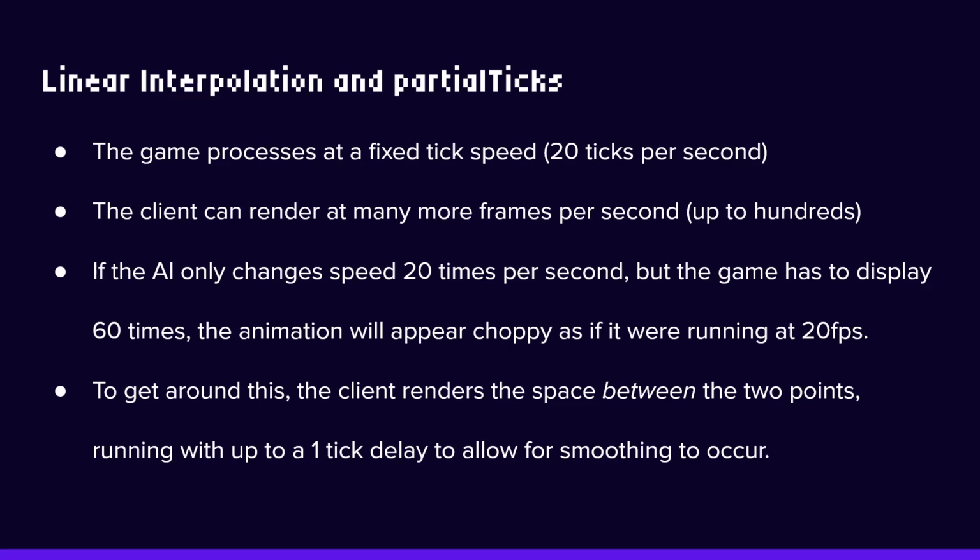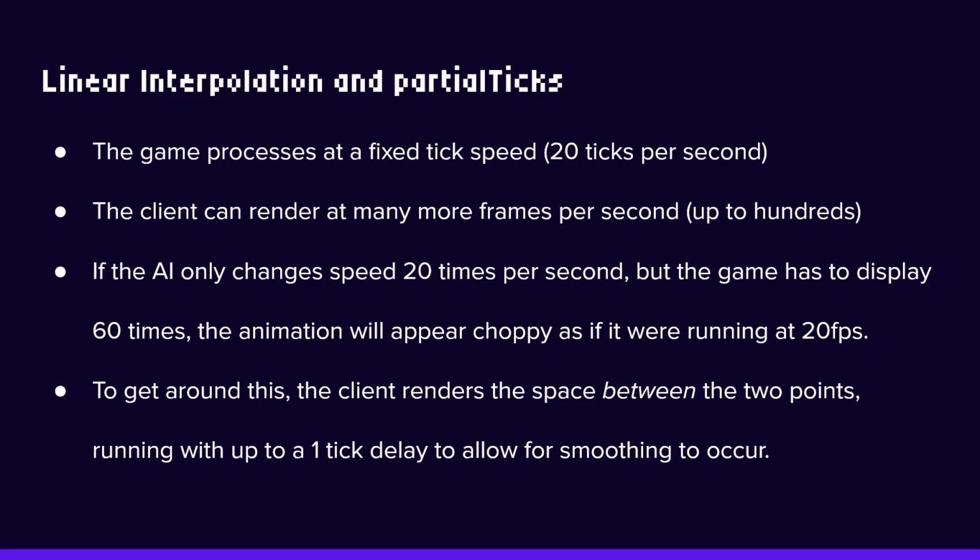So if the AI only changes 20 times per second, but the game's updating like 60 times per second, then it's only updating every 3 frames, so it's going to look really choppy on high frame rates. And 20 FPS is not very fast. You can notice 20 FPS.